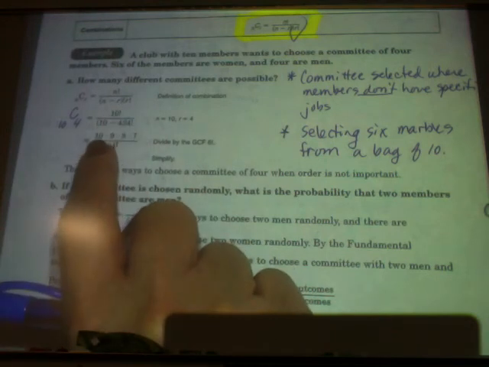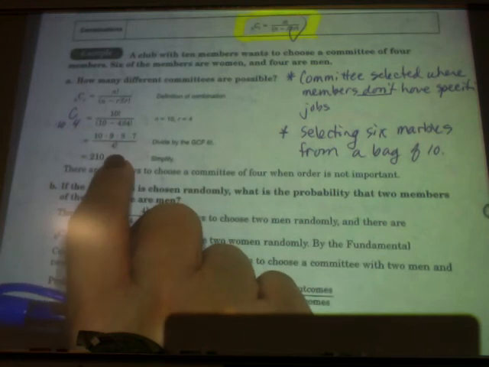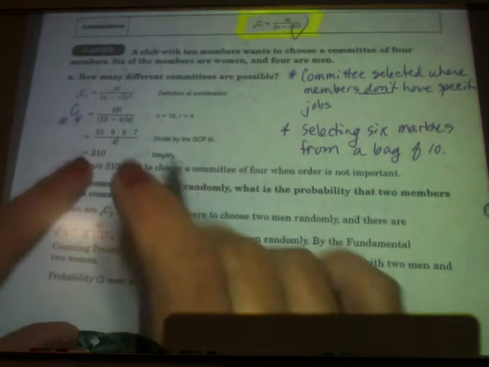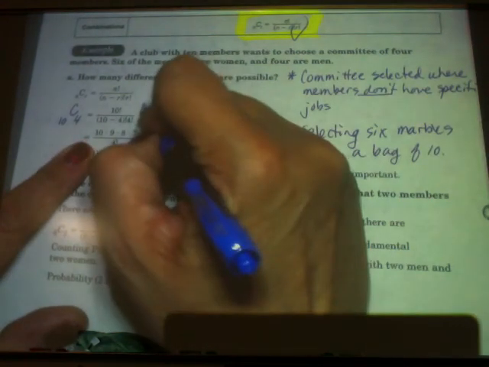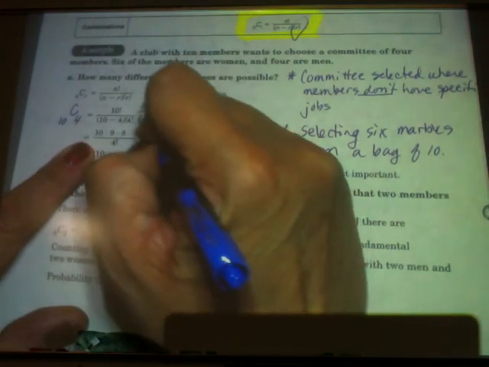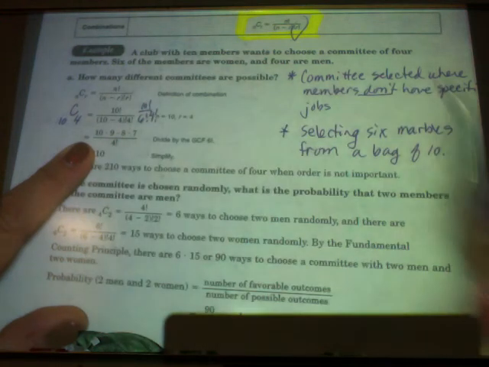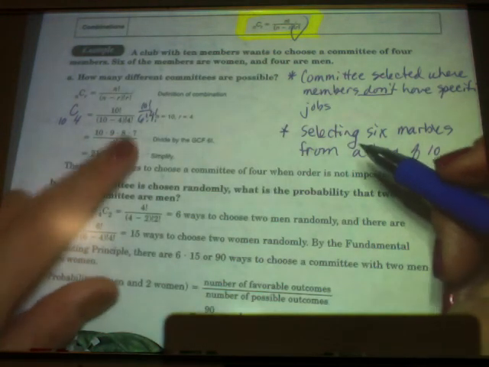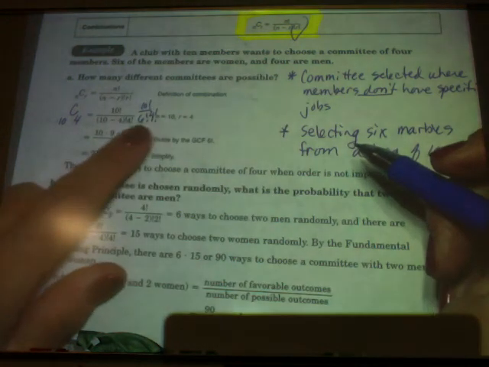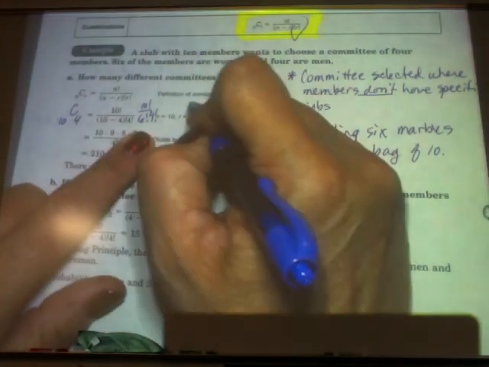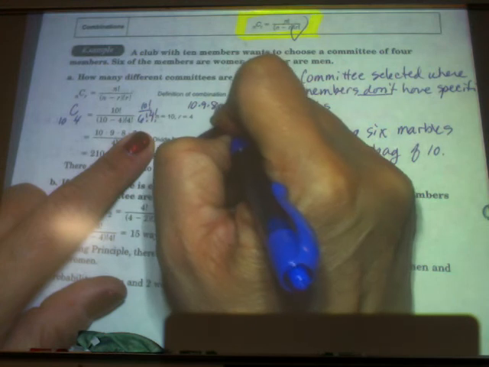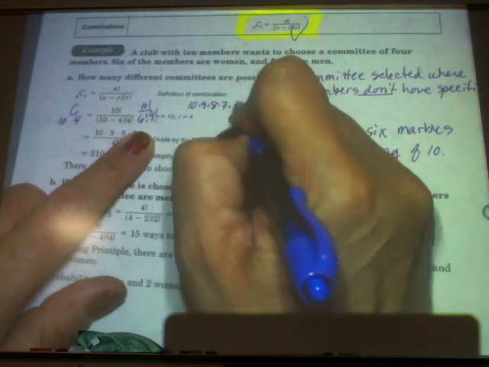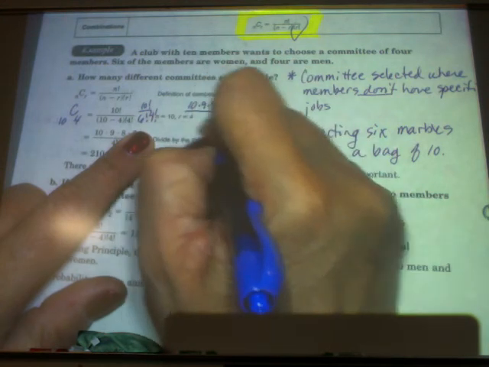So how did they get from here to here? They didn't show all their work, did they? So think of it this way. This is 10 factorial over 6 factorial times 4 factorial. Which of these two is your bigger factorial? 6. So couldn't we write this as 10, 9, 8, 7, 6 factorial?